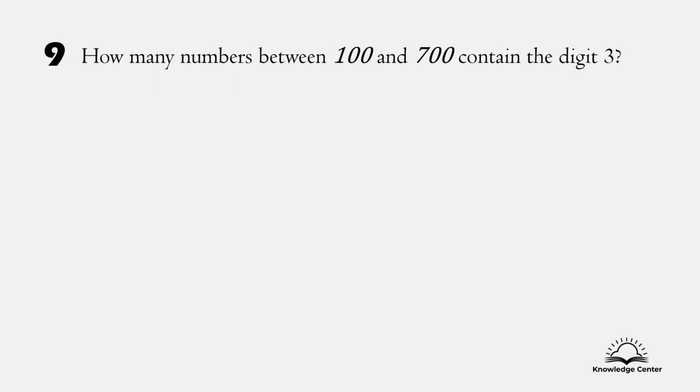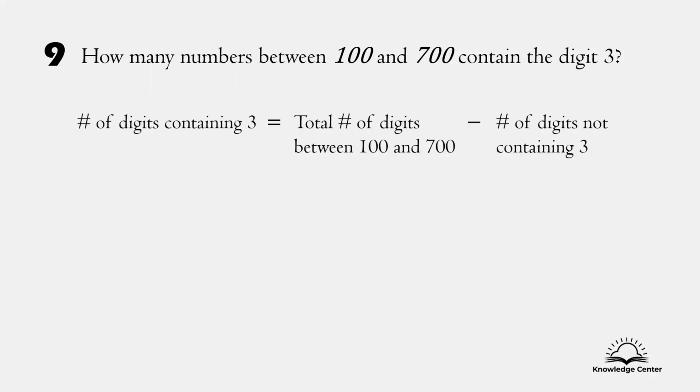The rather interesting approach I like is using this. The number of numbers containing 3 is just the total number of numbers between 100 and 700 minus the number of numbers not containing 3, which is really easy to compute, as we're going to see. So the total number of numbers between 100 and 700 is just 600, minus the number of numbers that don't contain 3.